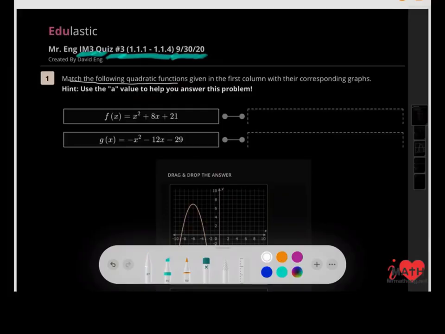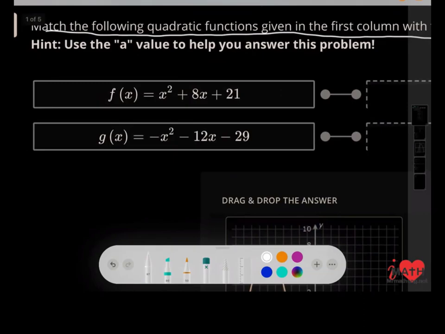Match the following quadratic functions given in the first column with the corresponding graphs. Okay, so here I have 2 functions that are in standard form. How do I know this is in standard form? Well, I notice that there are no parentheses. No parentheses. Okay, what does that mean?